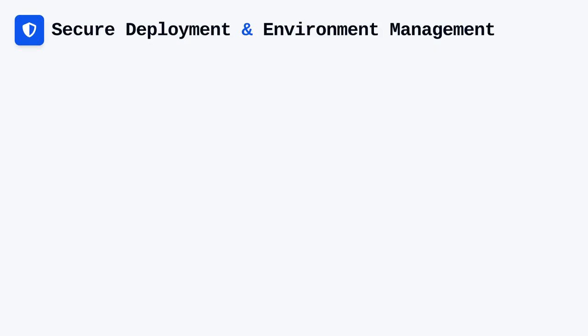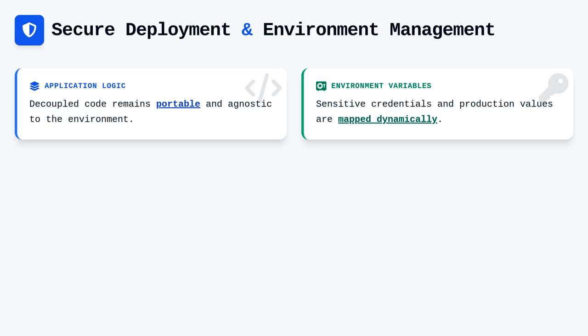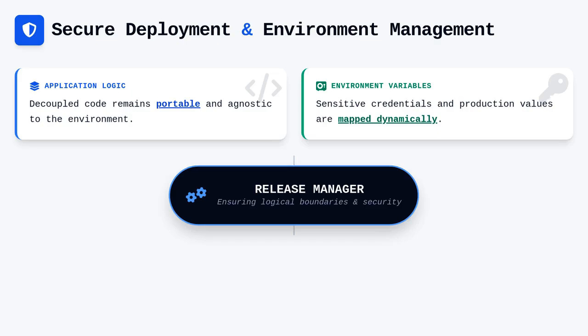Secure deployment is the final piece of the puzzle, particularly when handling sensitive credentials or environment-specific data. Using environment variables allows you to decouple a process from its environment, making it portable. During the release process, the target environment can be configured to map these variables to specific production values without altering the underlying code. The release manager respects these boundaries, ensuring that you do not inadvertently export sensitive hard-coded data alongside your logic.